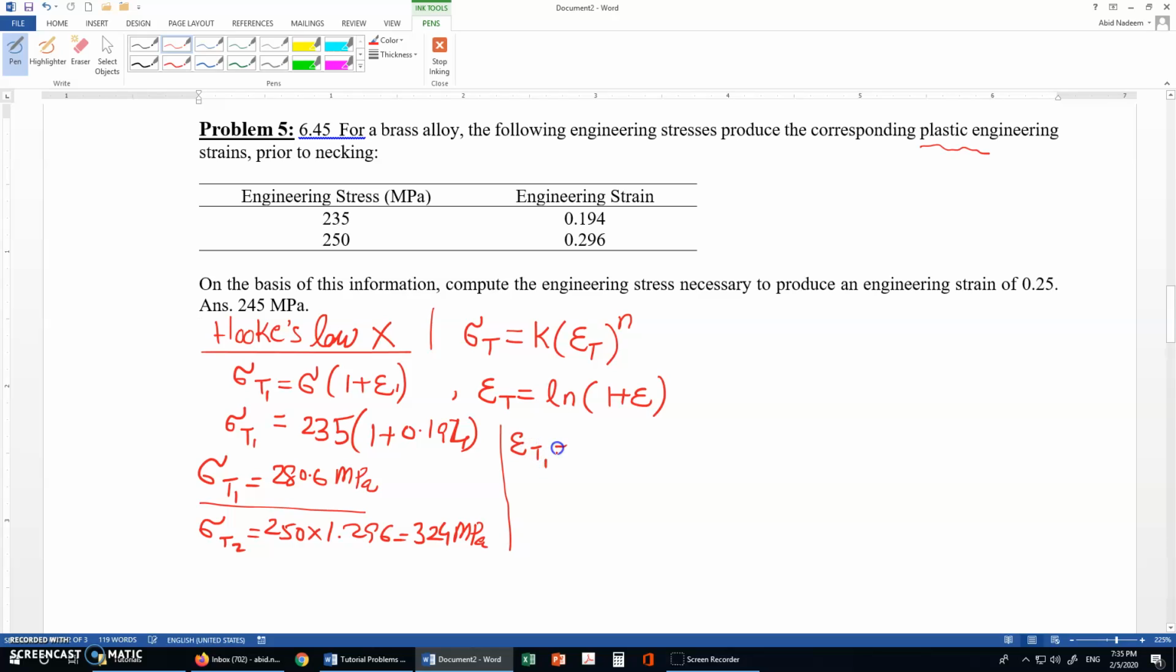So epsilon T1 will be equal to log of (1 plus e), which is 1.194. This should be equal to 0.177 after calculation, and epsilon T2 will be equal to log of 1.296, that is equal to 0.2592. So these are the true strains. From these two values, now we need to find the stress necessary to produce the engineering strain of 0.25.